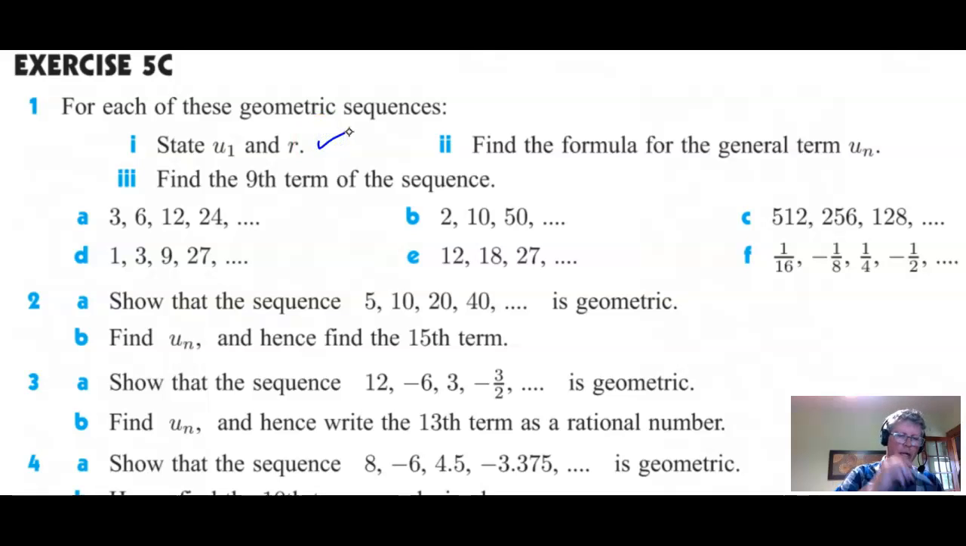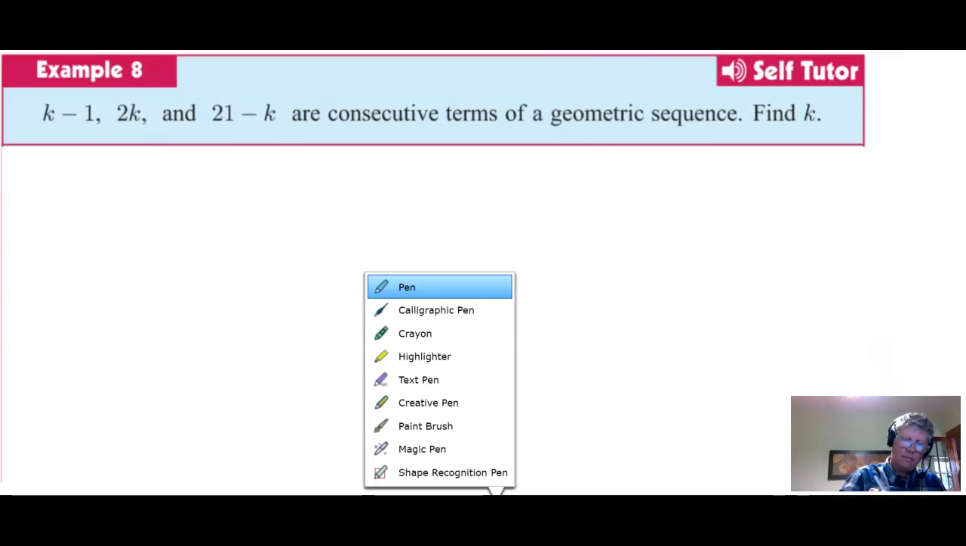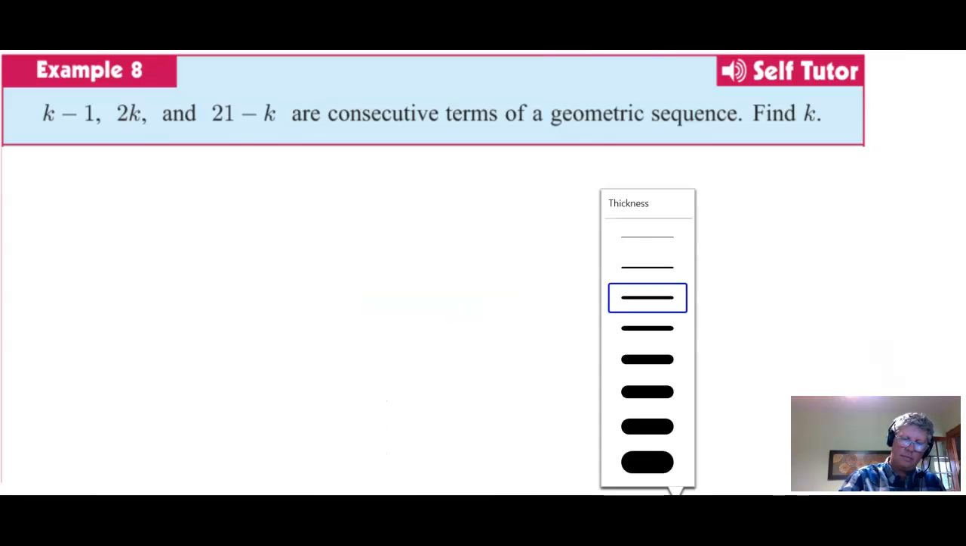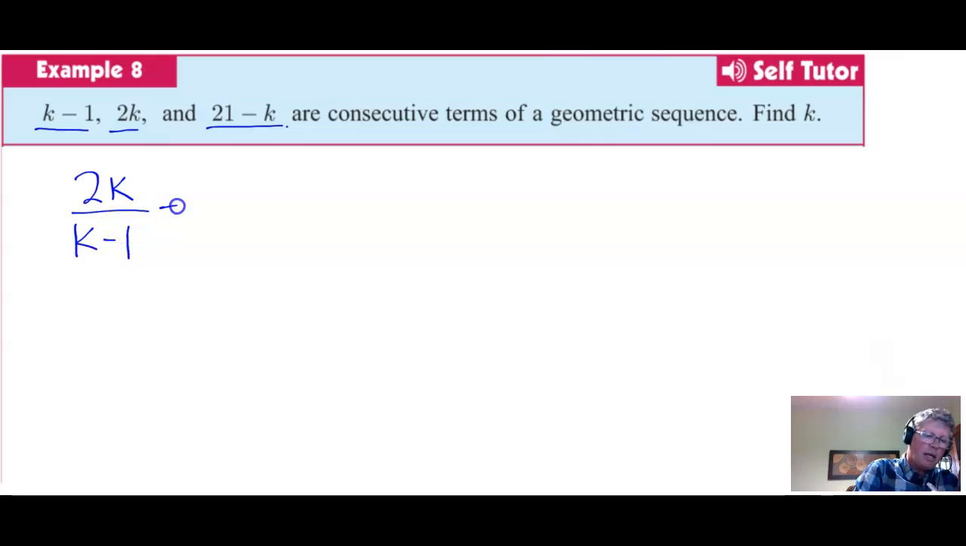Okay, I think we can move on. All right, so here we are. We're given three terms, and we're asked to find what values of k so that when I plug it in, I get three numbers that are in a geometric sequence. The definition of a geometric sequence is that the ratio of any two consecutive terms always has to be the same. So I'm going to set those two equal and then go for it, right?